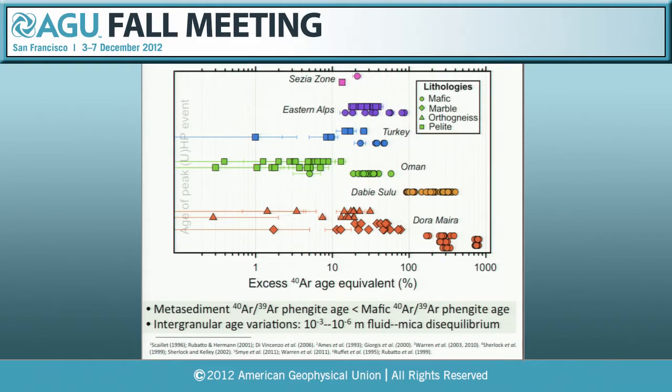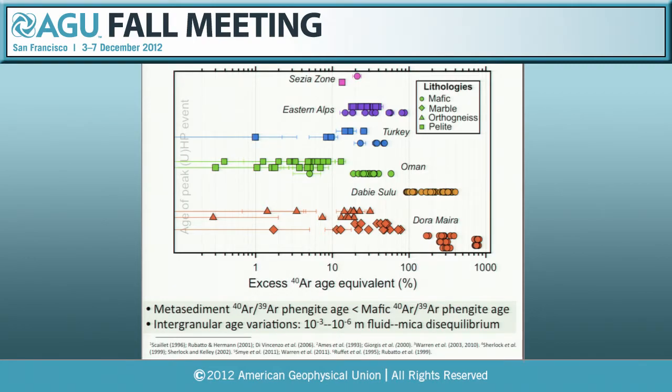Secondly, we note that there's considerable intergranular age scatter. So again, lots of different ages in the same sample. So that's telling us something about the scales of fluid, mica, or argon isotopic exchange. And most importantly, perhaps, is the fact that we consistently get older ages in the mafic eclogites than the cogenetic pelites. So why is that?